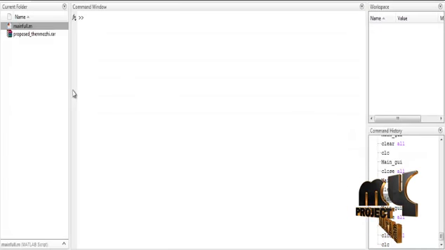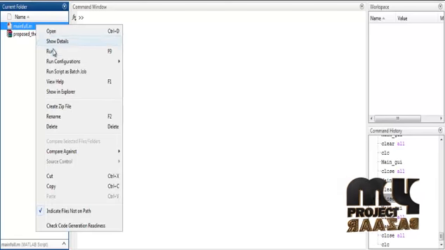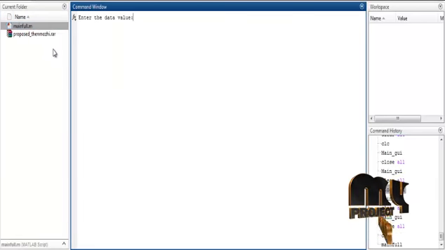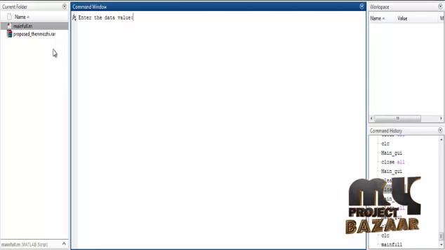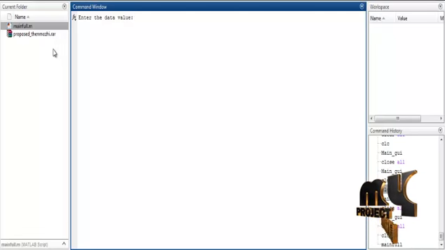Let us discuss the running procedure for the process. Click the main file and then run. It takes some time to enter the process. I will enter the data value, like 64.